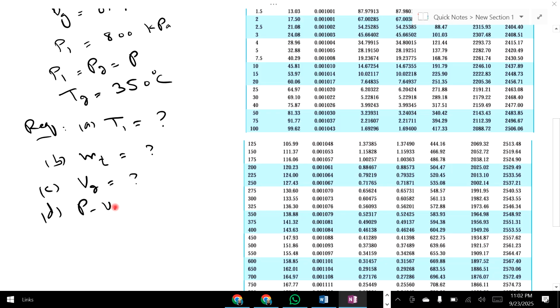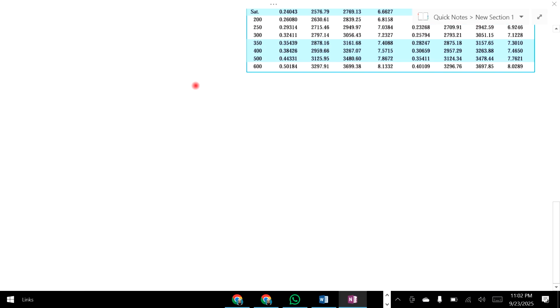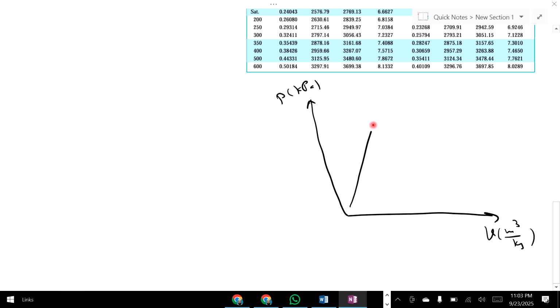So first we find T1. As we know that initially the water is a mixture of liquid and vapor, it means that it is in the wet region, so the temperature in the wet region will be the saturated temperature. Here this is the PV diagram. In PV, pressure is in kilopascal and volume is in meter cube per kg, specific volume. This is the saturation curve.